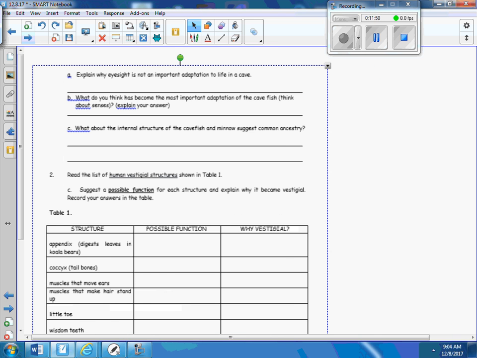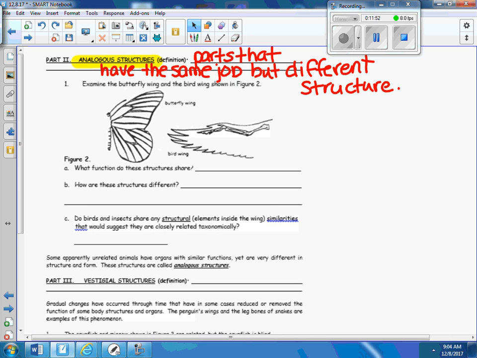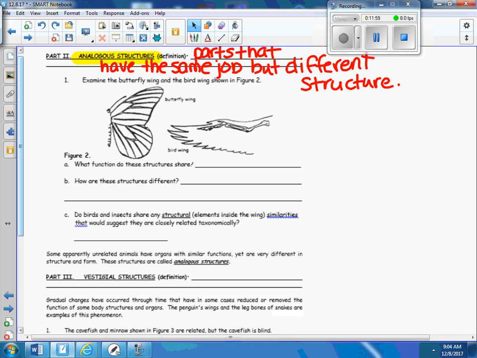Okay, let's look at the next one, part 3. Part 3 is down here, so I don't have to even go anywhere. Part 3 is called what, Asif? What structures are we looking at here? Well, that's for the analogous structures. How about in part 3? Yes, the vestigial structures. We learned that word yesterday with the ears, right?